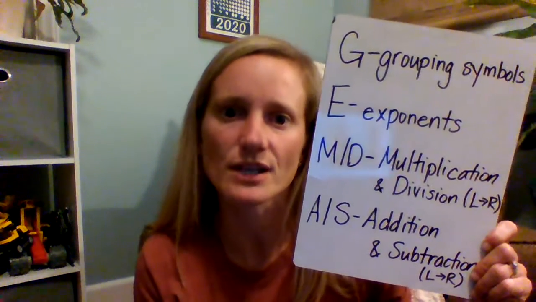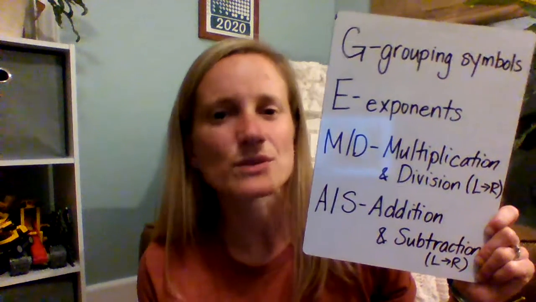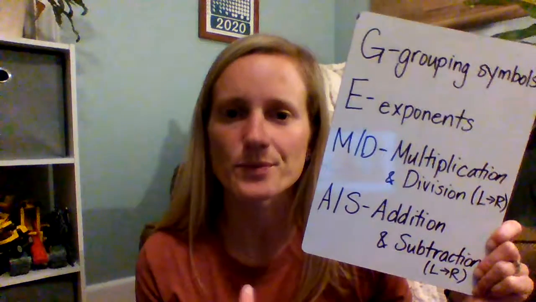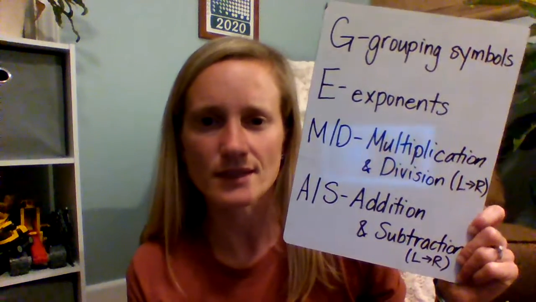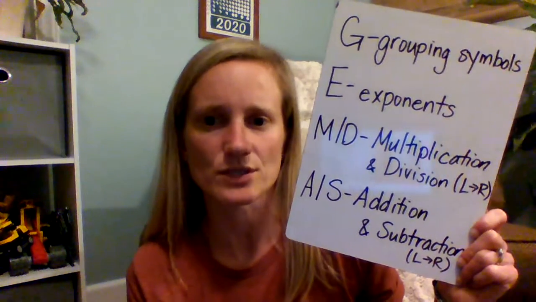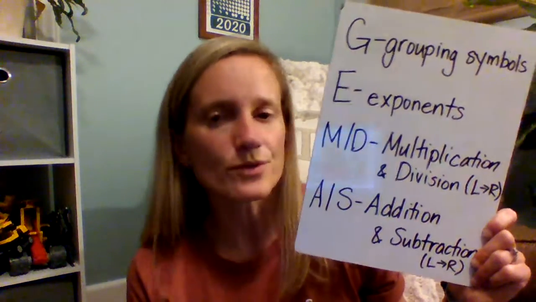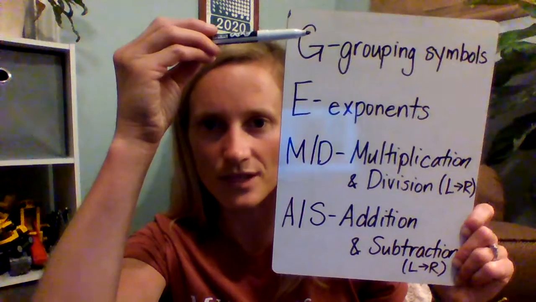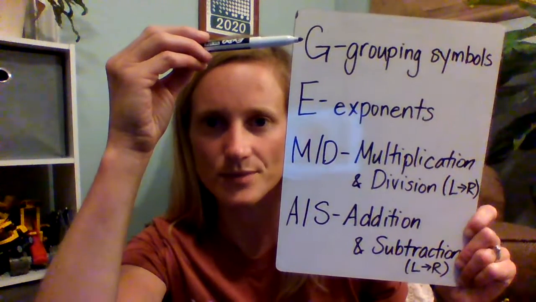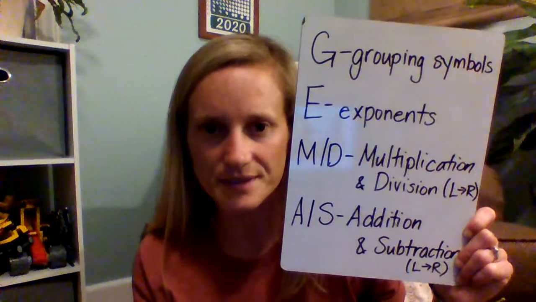If we have addition and multiplication in the problem, which one do we have to handle first? If we have a parentheses, but then we also have something that is raised to an exponent, which one do we do first? So the order of operations tells us that we always start with whatever is inside any grouping symbols, which most commonly is going to be parentheses.